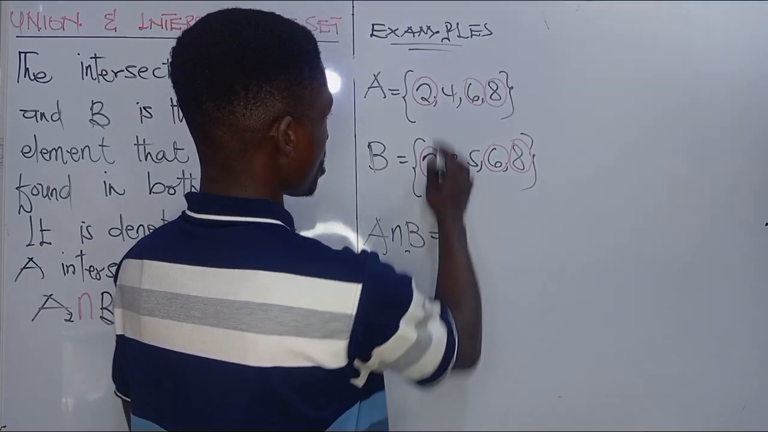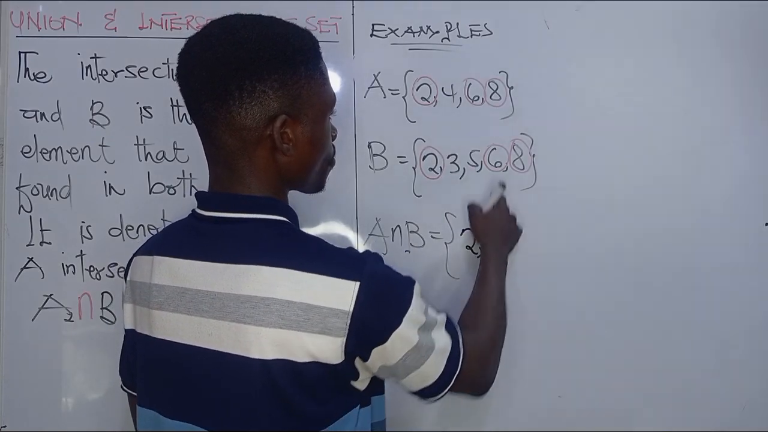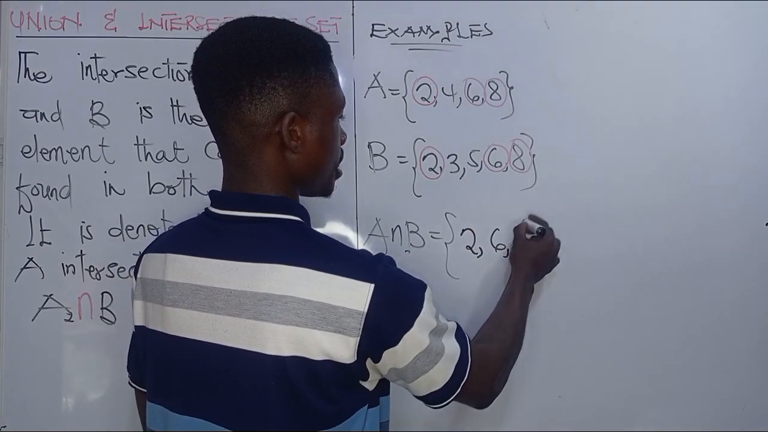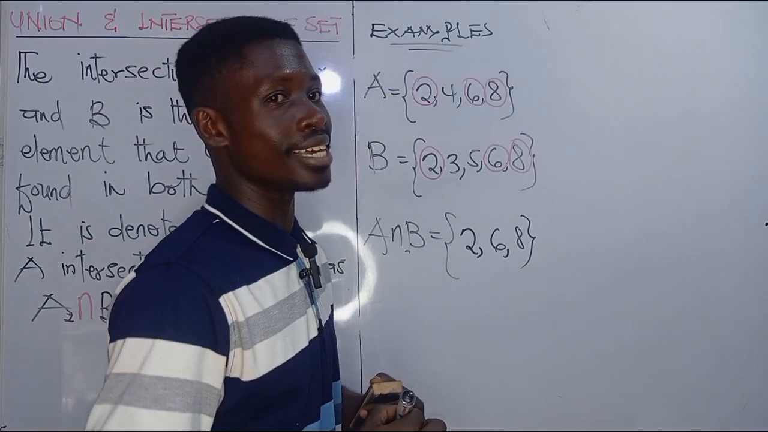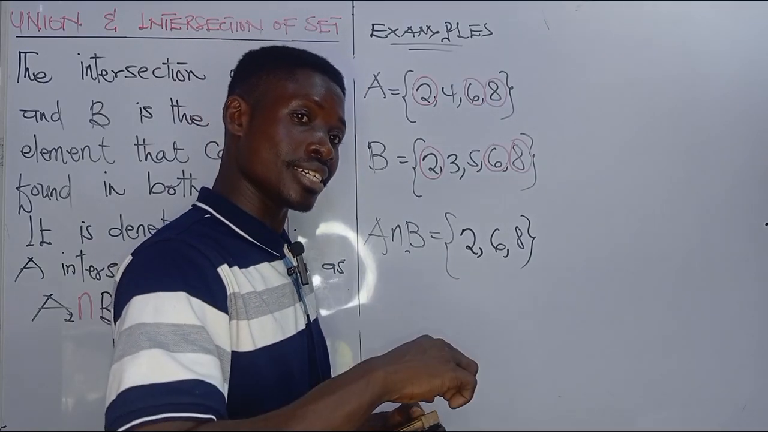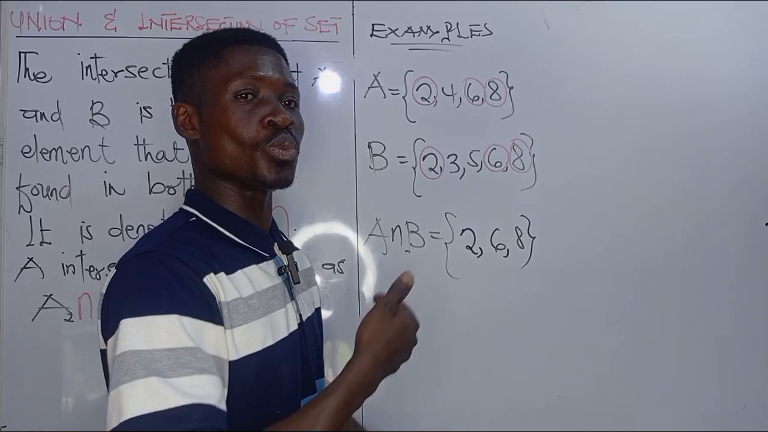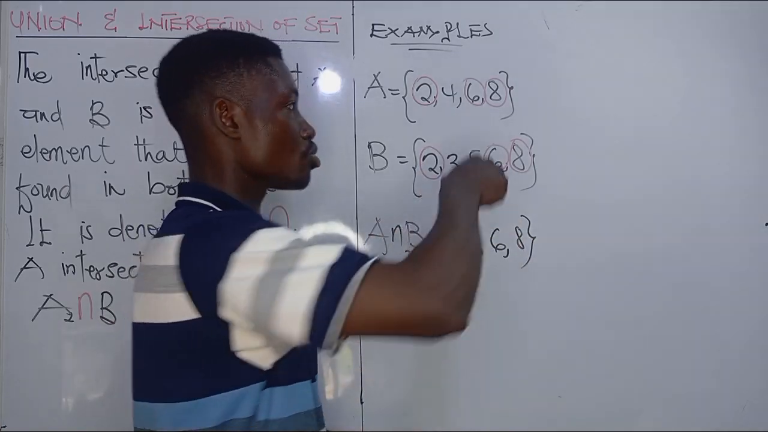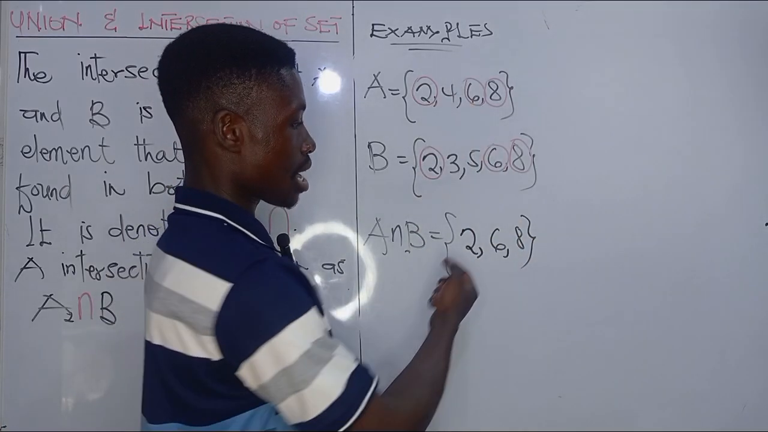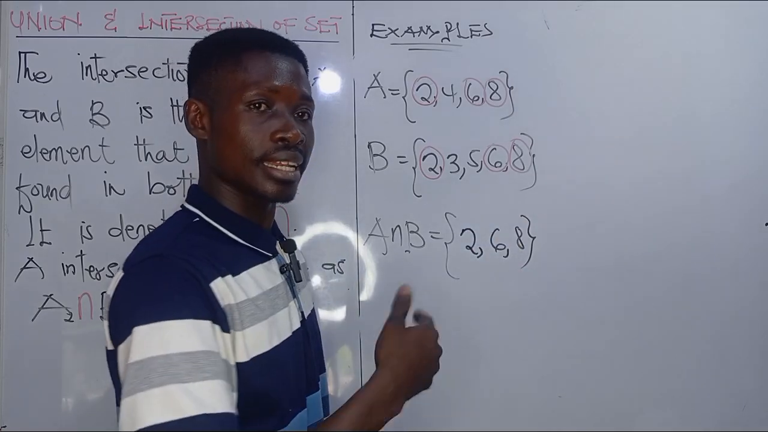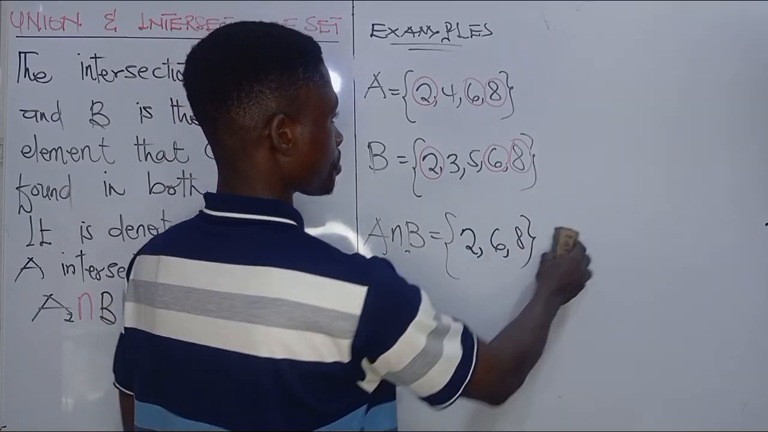So in listing them, we are going to have 2, 6, and then 8. Very easy and simple. The intersection means that we are going to look out for those elements that are common to both sets. And we have 2, 6, and then 8. Let's take another example.